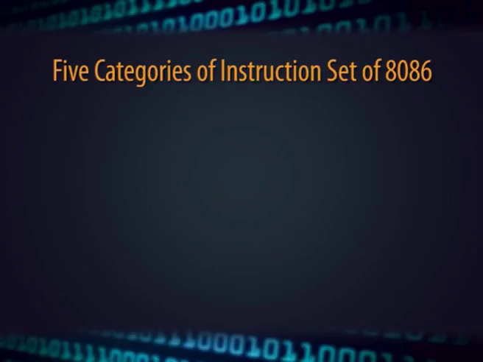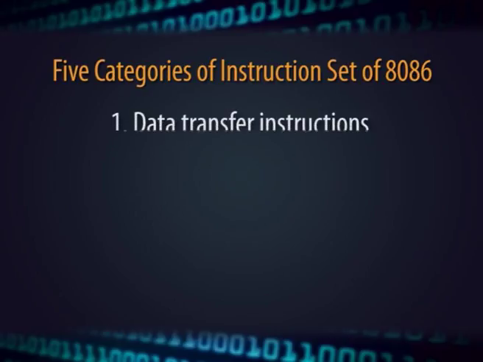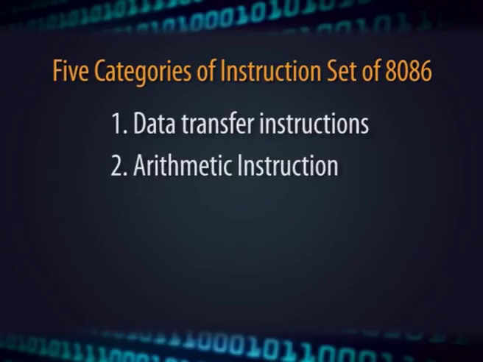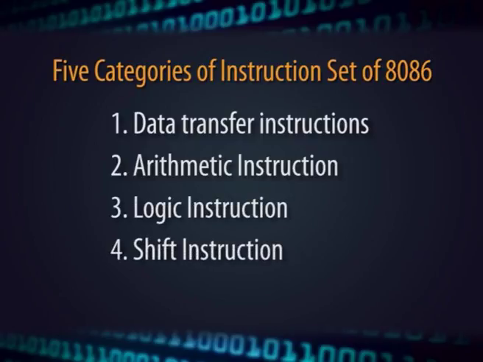We divide the instruction set of 8086 into 5 different categories. First is data transfer instruction, second is arithmetic instruction, third is logic instruction, fourth is shift instruction, and fifth is rotate instruction. The first group of data transfer instructions, as well as one of the arithmetic instructions, add and its variants, were discussed in the previous topic.